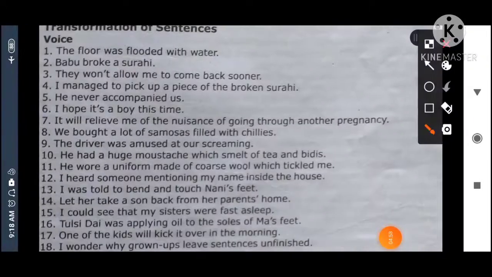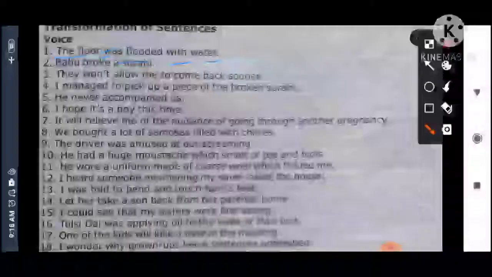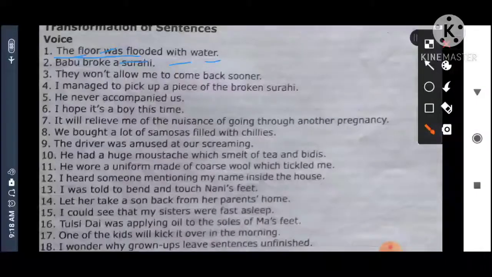Now let's start transformation of sentences. The floor was flooded with water. Before converting to active or passive, you have to recognize the exact type of sentence. Is this one active or passive? Now here the sentence has "was flooded", that is, this one is a passive sentence and I have to convert it into an active one. Now, the floor was flooded with water.